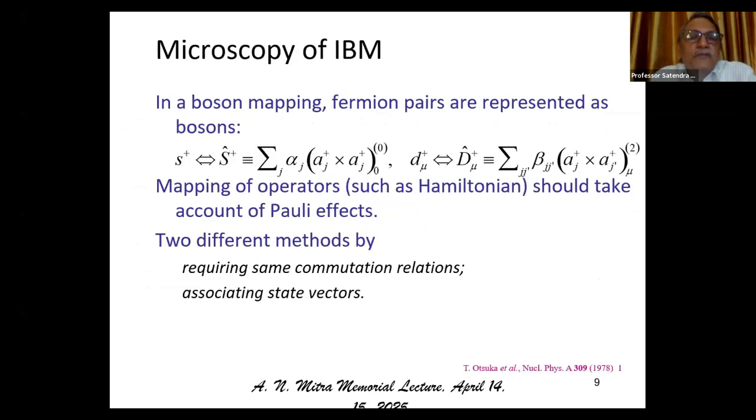Next, microscopy of the IBM. In boson mapping, fermions are represented as given below. The mapping of operators such as the Hamiltonian should take account of Pauli effects.